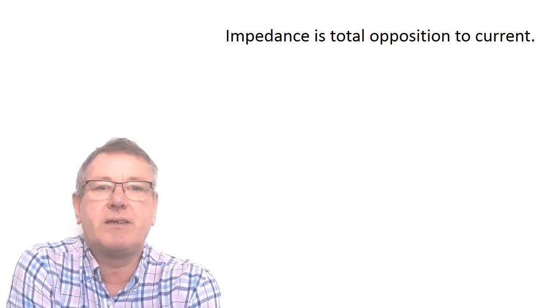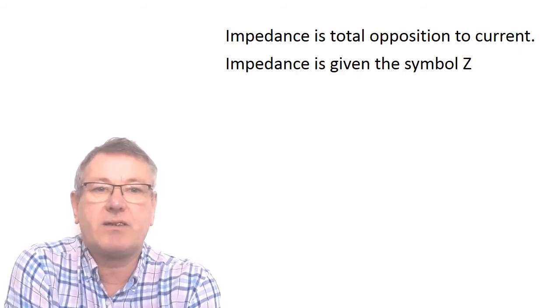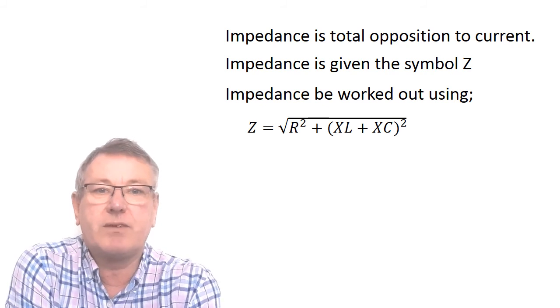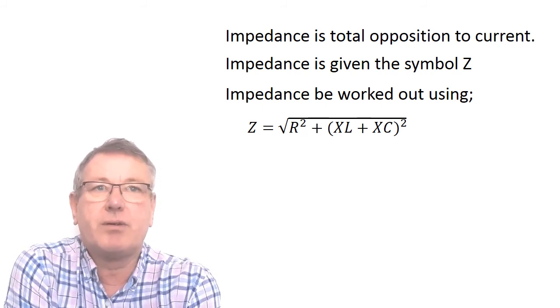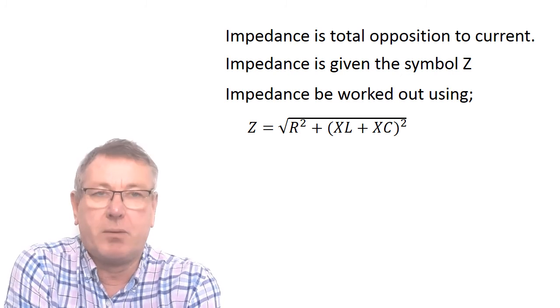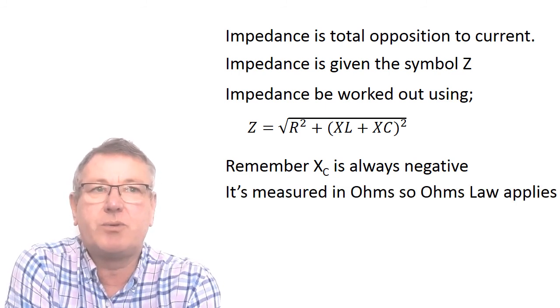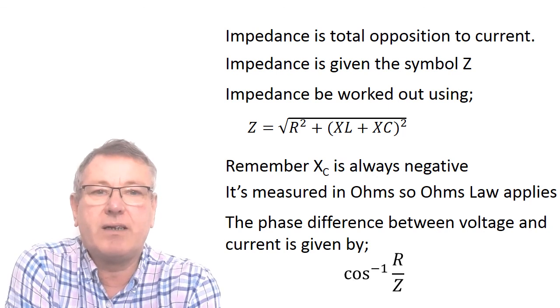So let's take a moment to look at what we've learned in the last few slides. So we've learned that impedance is the total opposition to current in the circuit, and impedance is given the symbol Z. So that's the combination of all the resistors and reactances in the circuit. We can work out the impedance by using Pythagoras. So Z is the square root of R squared plus (XL plus XC) squared. But we've got to remember that XC is always negative. It's measured in ohms, so Ohm's law applies. And the phase difference between voltage and current is given by the inverse cosine of R divided by Z.